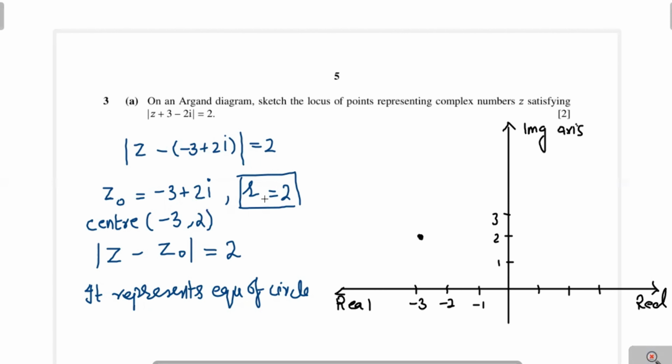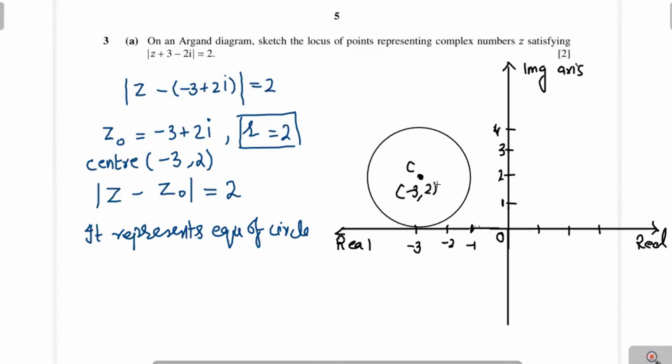And you see here, the radius is 2. Therefore, we draw our circle of radius 2. Now, this is the circle having the center (−3, 2). The radius is 2, this is the 2 units radius. And this is the Argand diagram of the equation |z + 3 − 2i| = 2. And now we move to the next part of this question.